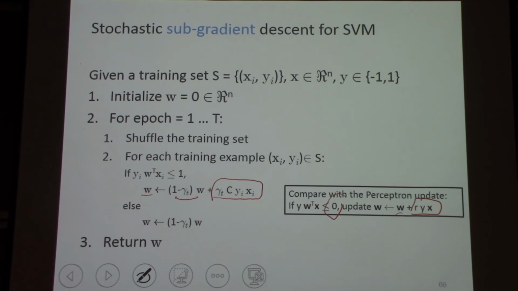The shrinking gives you the margin maximization, right? So there are two differences. There's the shrinking and this condition about when to update. But if the condition is not satisfied, perceptron makes no updates. If the condition is not satisfied, SVM still shrinks the weight vector so that the margin can be made a little wider.